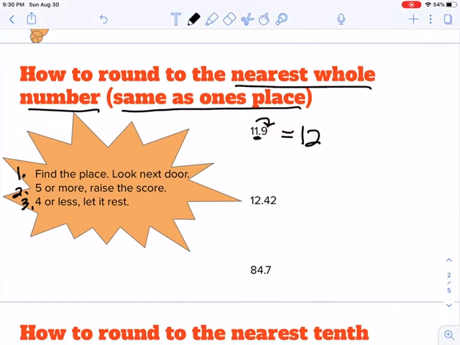Okay, so let's go to the second example. Again, we're rounding to the nearest whole number. The 2 is in the ones place. So we found the place, and now we're looking next door. Sometimes, like in this example here, you'll have more numbers to the right. It doesn't matter, you're looking at the 1 just directly to the right. So 5 or more, raise the score. Well, that number is not 5 or more, it's 4 or less. So that means that this 2 is going to stay the same. So this also happens to be 12.